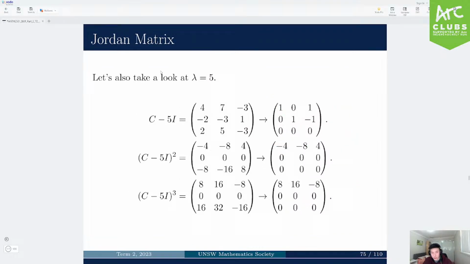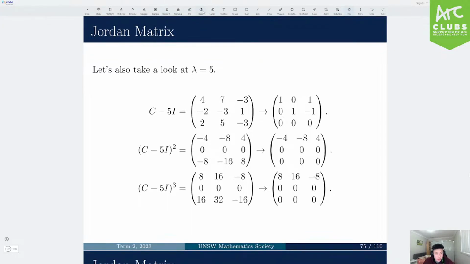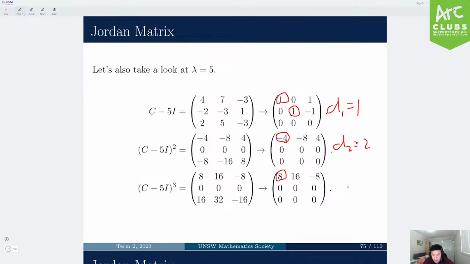And let's look at the second case where λ is 5. Same sort of thing here. C minus 5I, if we reduce the matrix down, we have again 2 leading columns, which means rank is 2, nullity is 1. If we look at (C - 5I) squared, and we reduce the matrix down, notice in this case we only have 1 leading column now, which means that the rank is 1, and hence the nullity is actually going to be 2. Okay. And same thing for (C - 5I) cubed, we have 1 leading column, which means the rank is 1, nullity is 2.